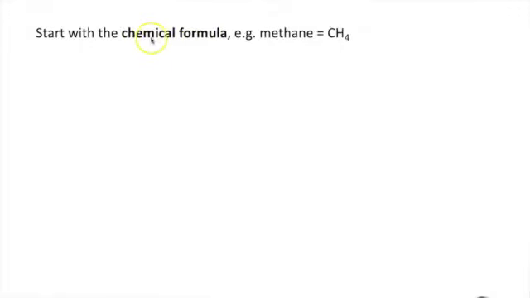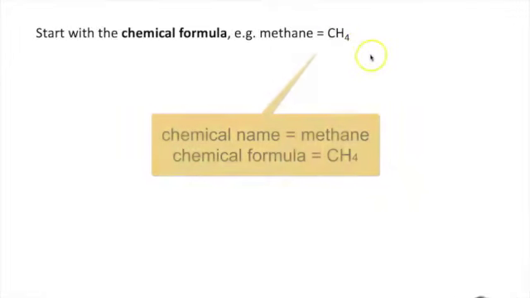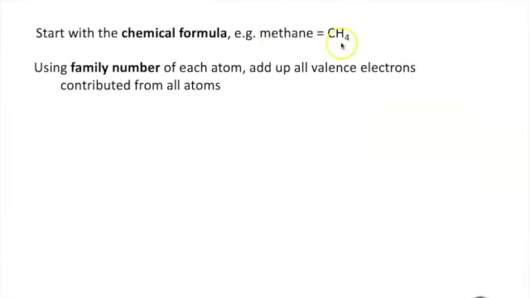Here's the molecule's chemical formula. For example, this is the chemical name methane, which is the chemical formula CH4. It's the first in the family of alkanes. It's a hydrocarbon where you can calculate the number of hydrogens based on the number of carbons, and meth means that there's one carbon. So that's CH4, that's the chemical formula, and use the family number for each atom.